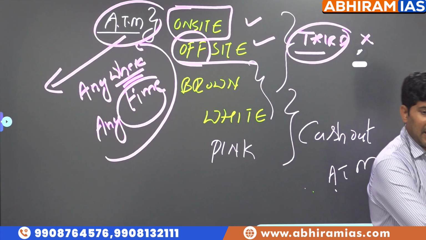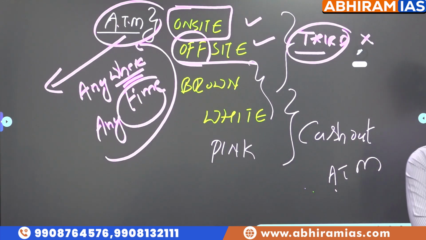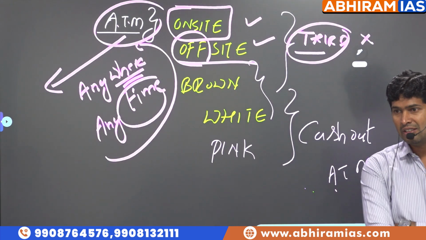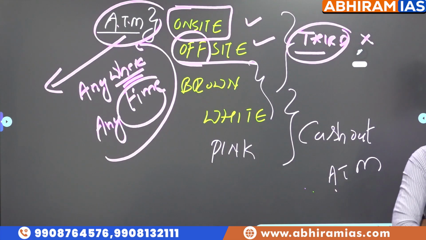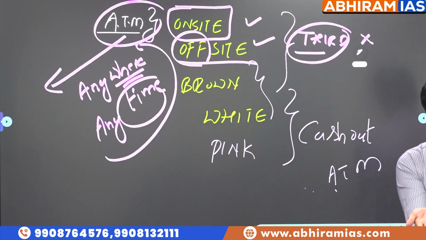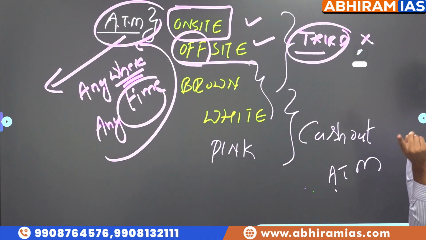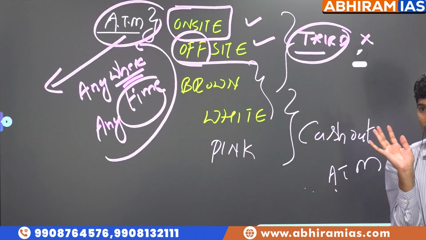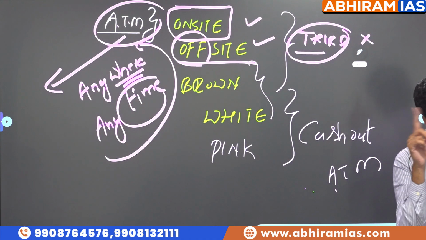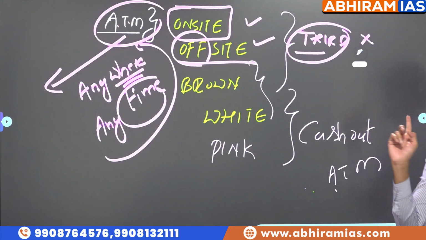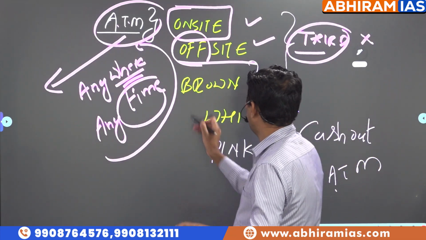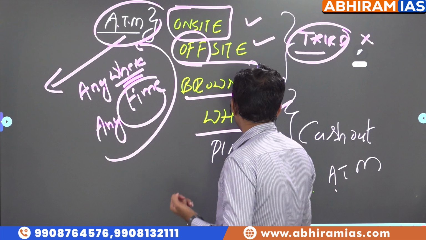Third party ATM can be brown label or white label. Is this statement correct? Yes. Third party means I don't have direct contact with them. If it is offered by a bank, it is brown label. If it is offered by an NBFC, it is white label. Third party ATM does not mean that it is always white label, because a third party ATM can be a bank ATM also. Now, brown label, white label, pink label.